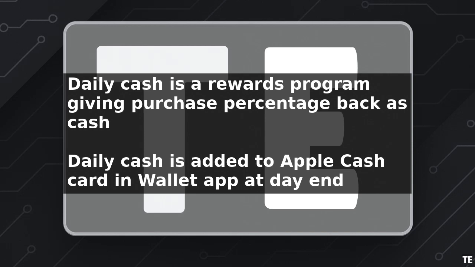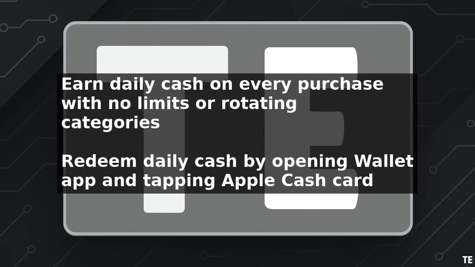First, make sure you have an Apple Card and the Wallet app on your iPhone. If you do not have an Apple Card, you can apply for one through the Wallet app. Once you have made a purchase with your Apple Card, the Daily Cash will be added to your Apple Cash card at the end of each day. You can earn Daily Cash on every purchase, with no limits or rotating categories.